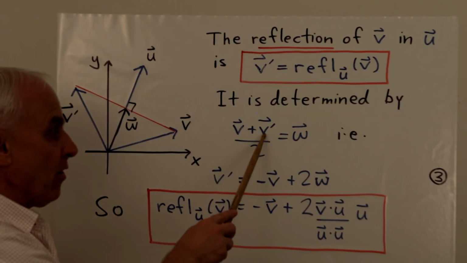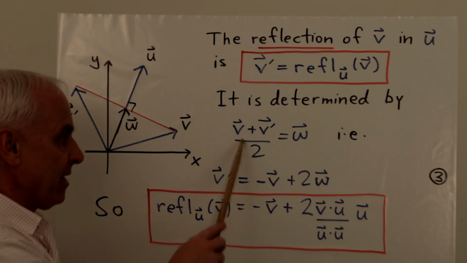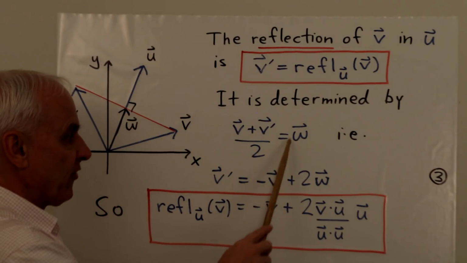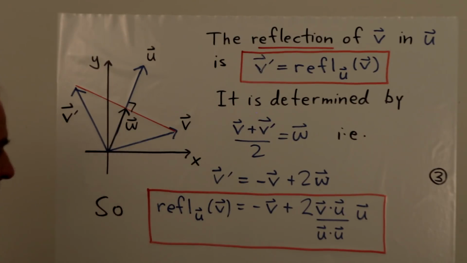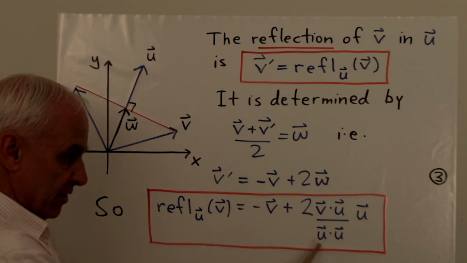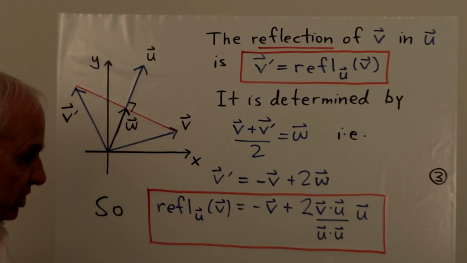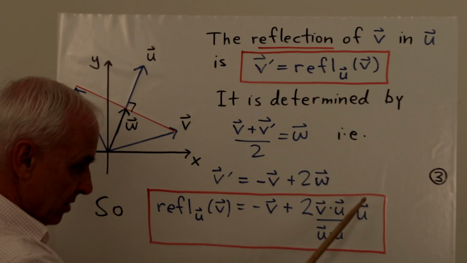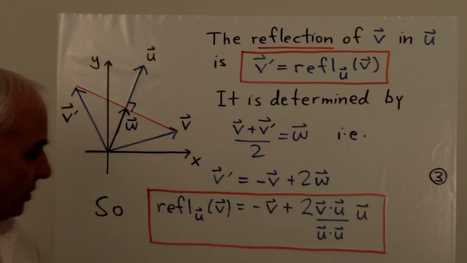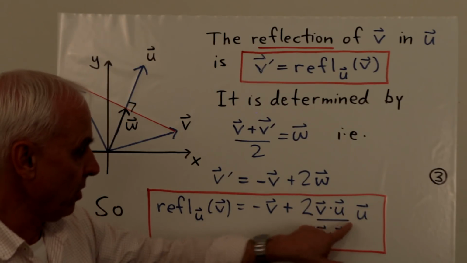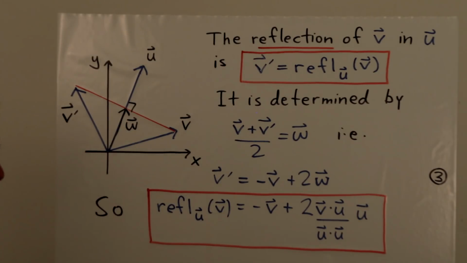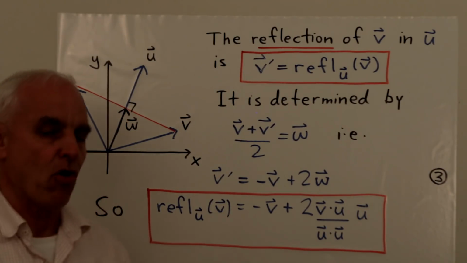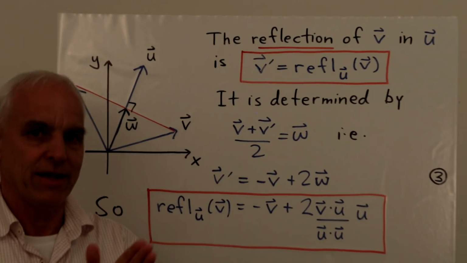Well, this is easy to solve for v prime. V prime is then minus v plus 2w. And so then the formula that we get is that the reflection of v in u is minus v plus 2, and here's that w expression that is the projection, v dot u over u dot u times u. So it's a combination of v and u with coefficients minus 1 and this little number here. So this is a very general formula for the reflection of one vector in another vector.